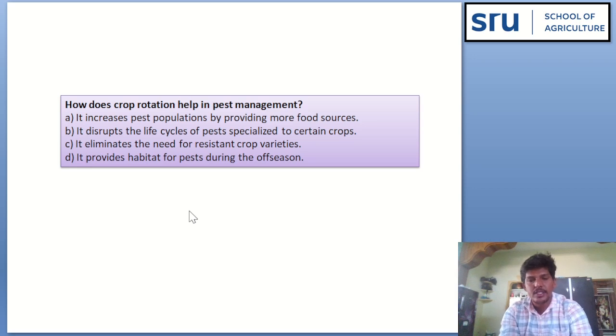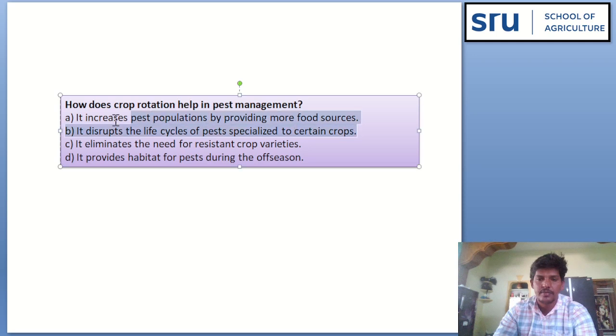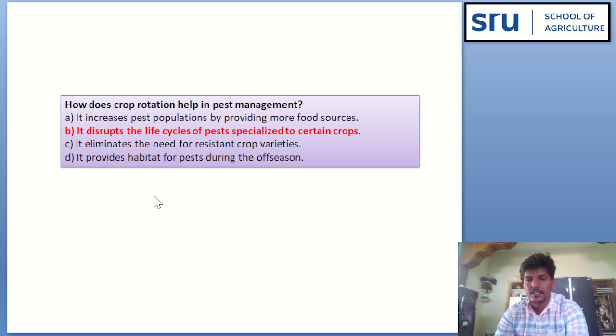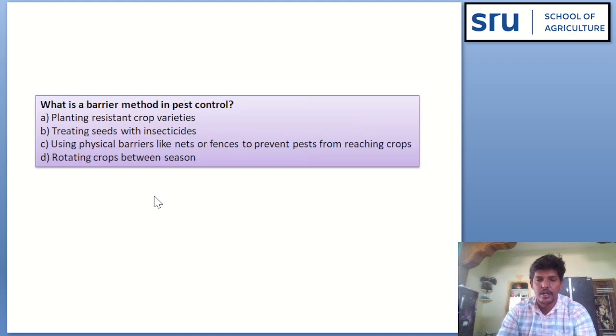How does crop rotation help in pest management? It increases pest population by providing more food sources. It disrupts the life cycle of pests specialized to certain crops. It eliminates the need for resistant crop varieties. It provides habitat for pests during the off season. Here the correct answer is it disrupts the life cycle of pests specialized to certain crop. Crop rotation helps in pest management by disrupting the life cycle of pests specialized to certain crops.